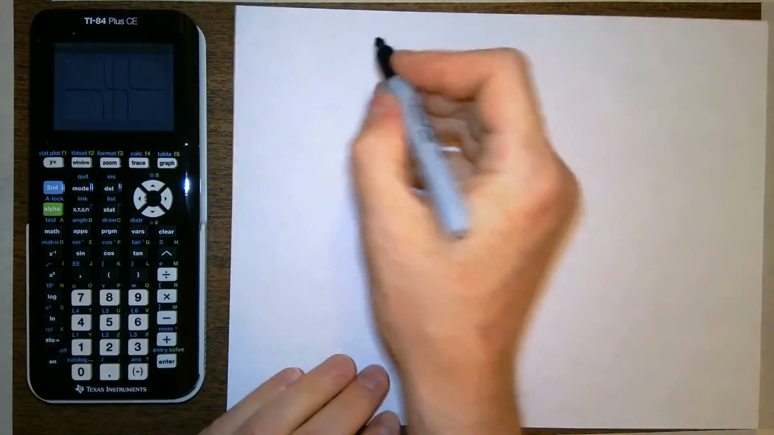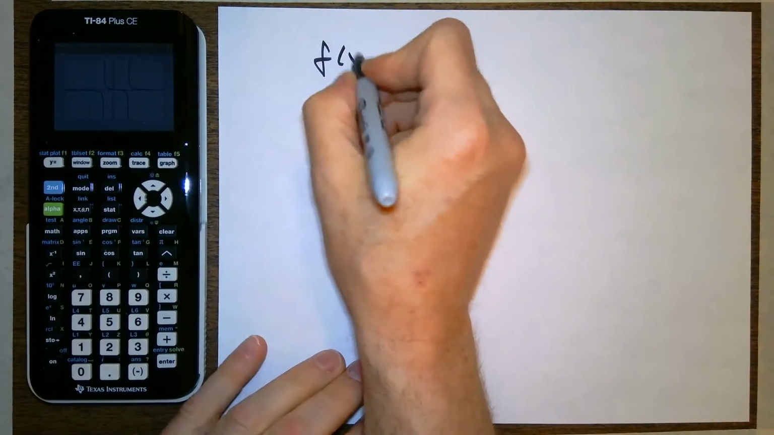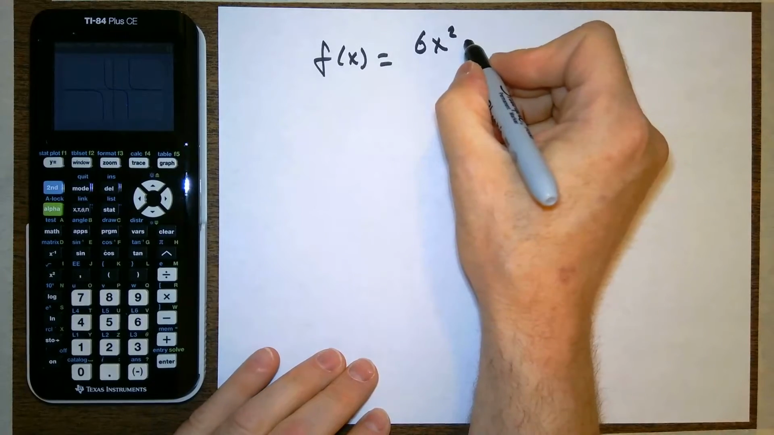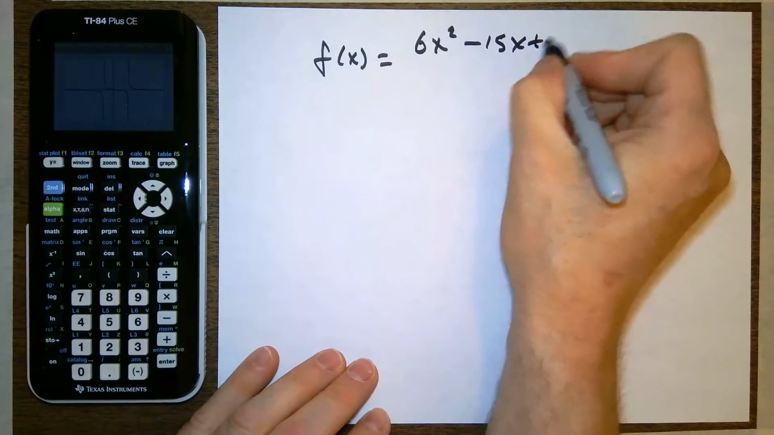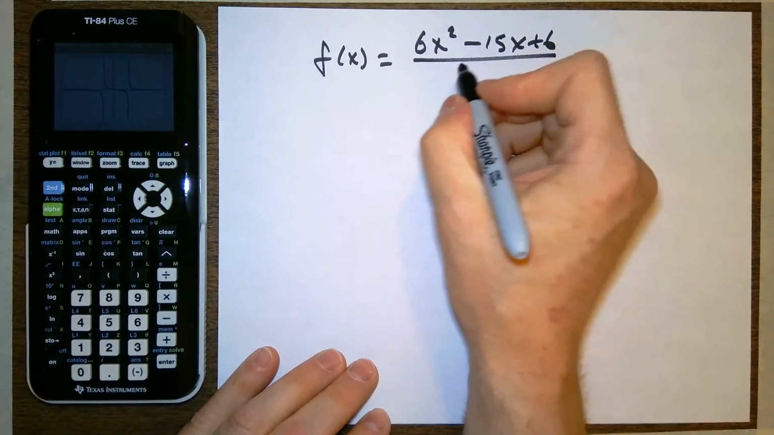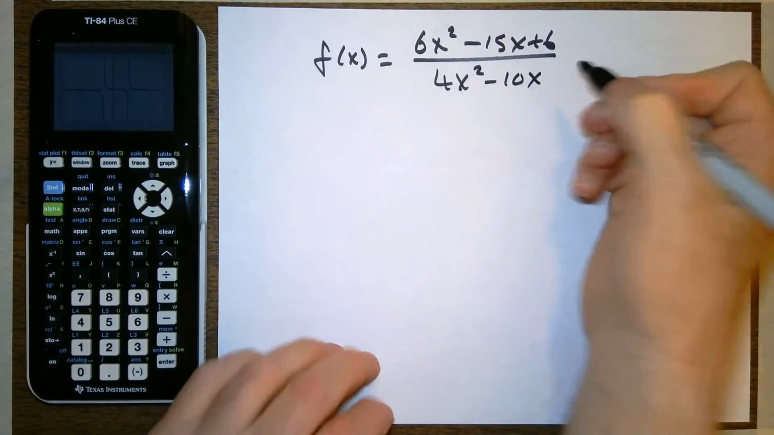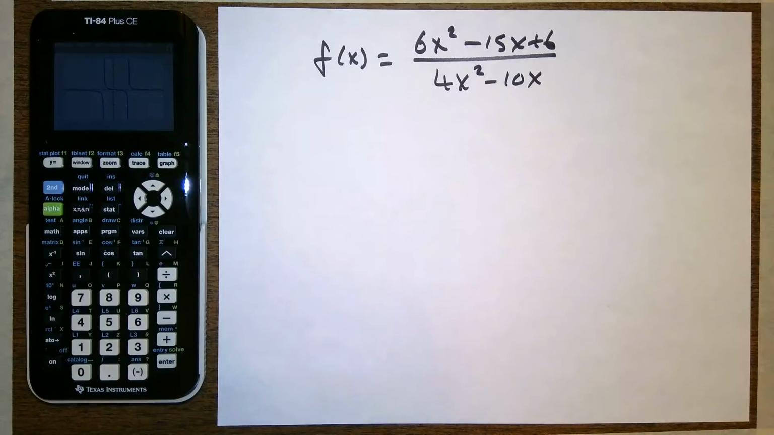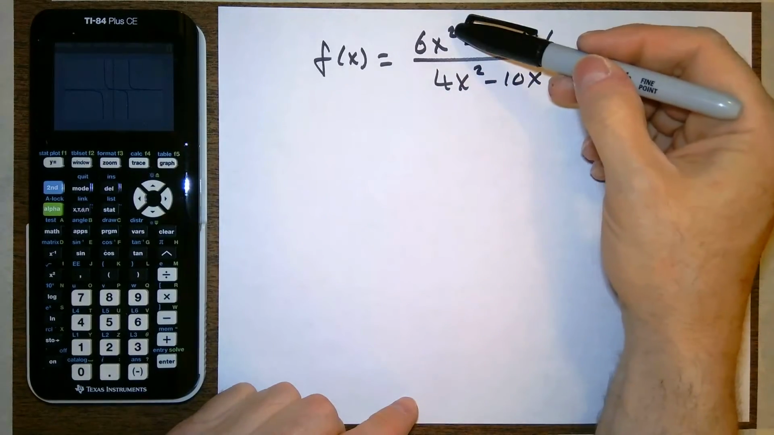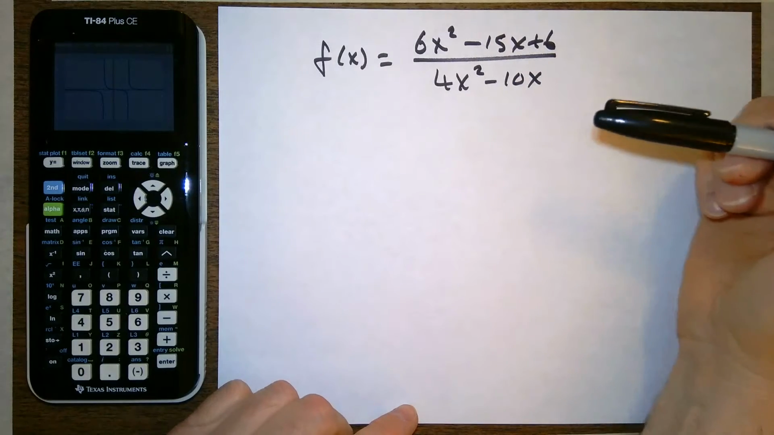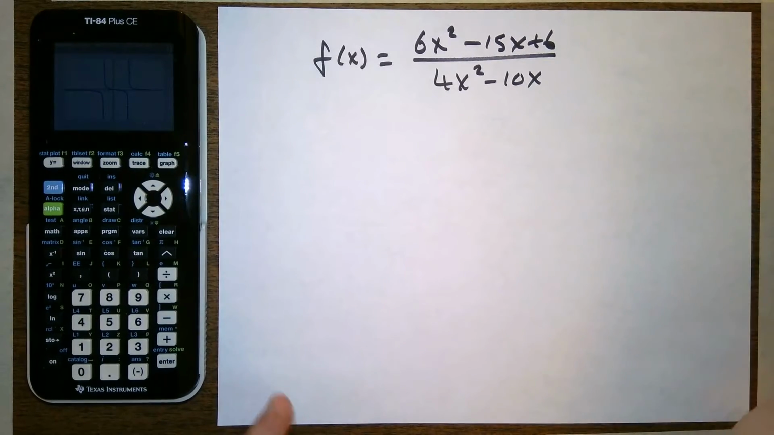In my next example, we're going to have f of x equals 6x squared minus 15x plus 6 over 4x squared minus 10x. And straight away we can see that we've got a second degree over a second degree, so we've got the case where they're going to be the same. But let's rip this thing apart. Let's look at all the different possibilities that are going on here.